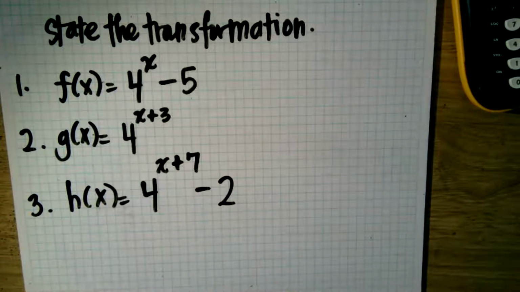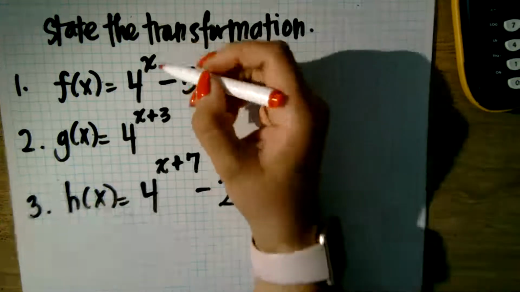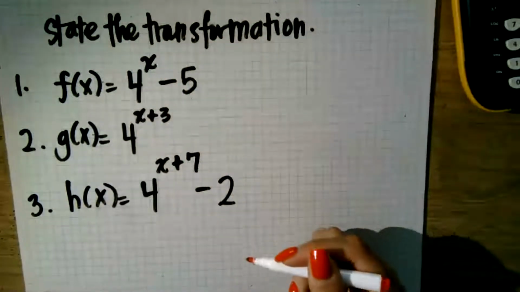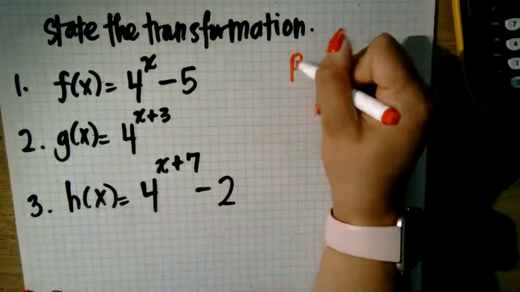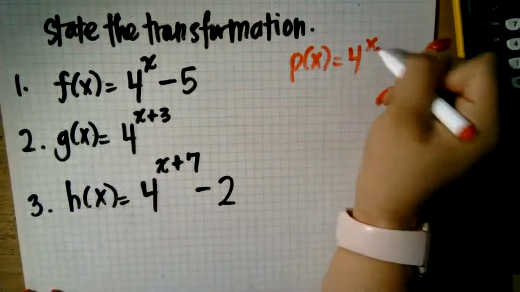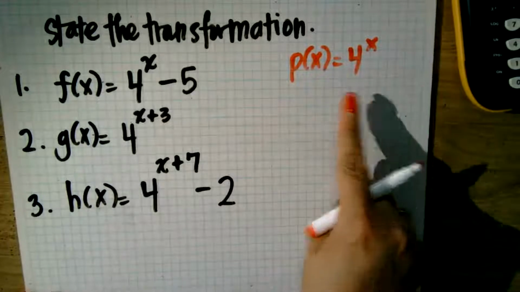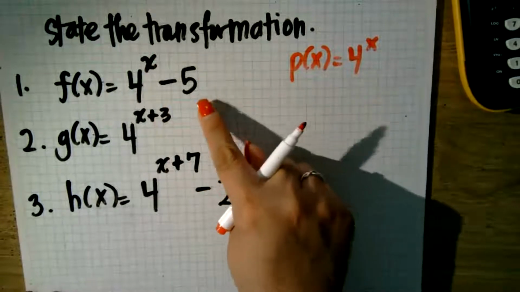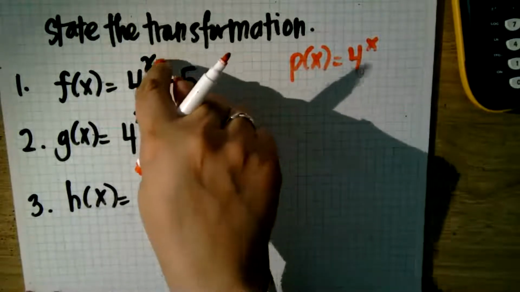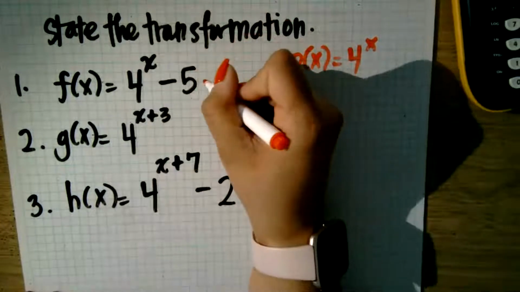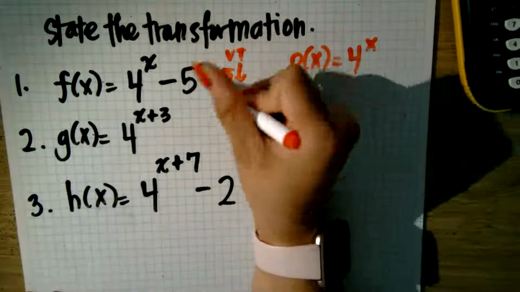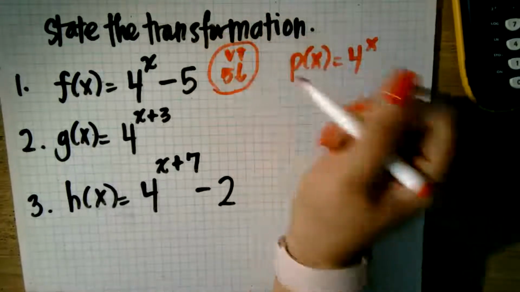Okay, so again, let's go ahead and look and see what we have. I don't have anything up here because the variable is still by itself. So on all three of these, my parent function is 4 to the x. That's the one I'm always comparing against, right? So what happened to this one? I have something on the outside of the input. It's not affecting this power here. So that's going to be 5 units down. Vertical translation, VT, vertical translation, 5 units down. That's all this one is right here.